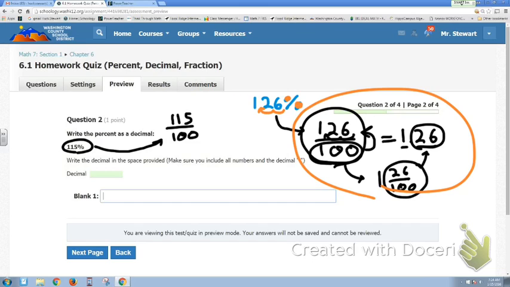A percent can be rewritten as a decimal of 1.26. Done. So that decimal is the same thing as that percent. 1 whole and 26 100ths. Same as 100% whole, that's 100%, and also 26%. 126%. So that's kind of what's happening here. Hopefully you're catching those.